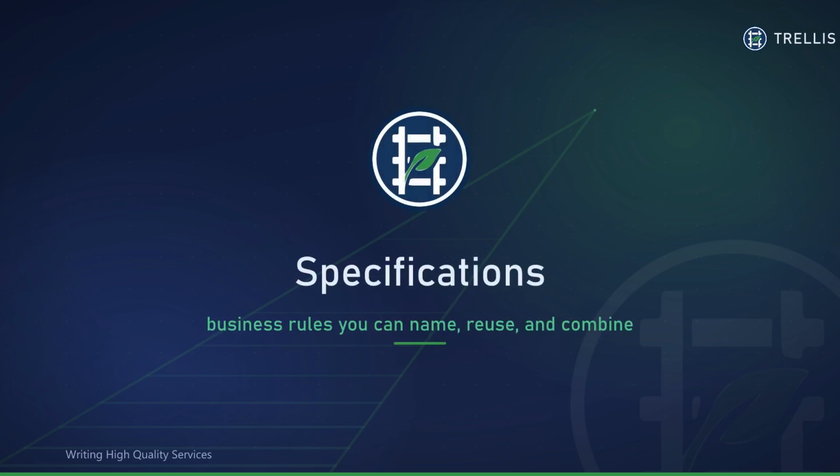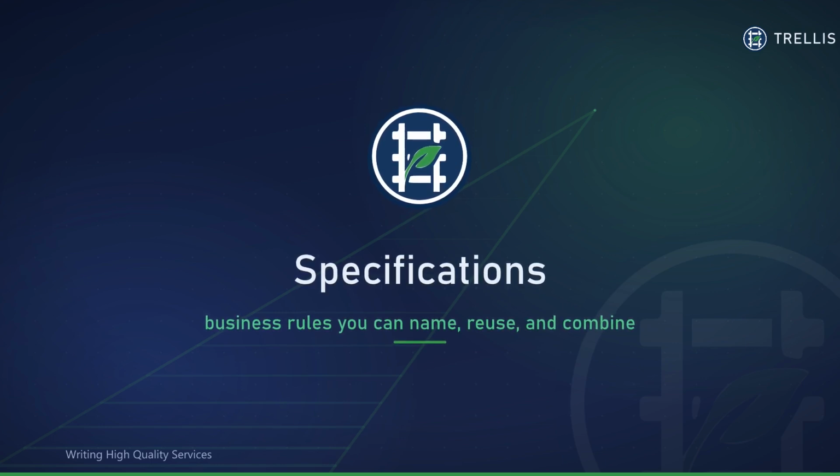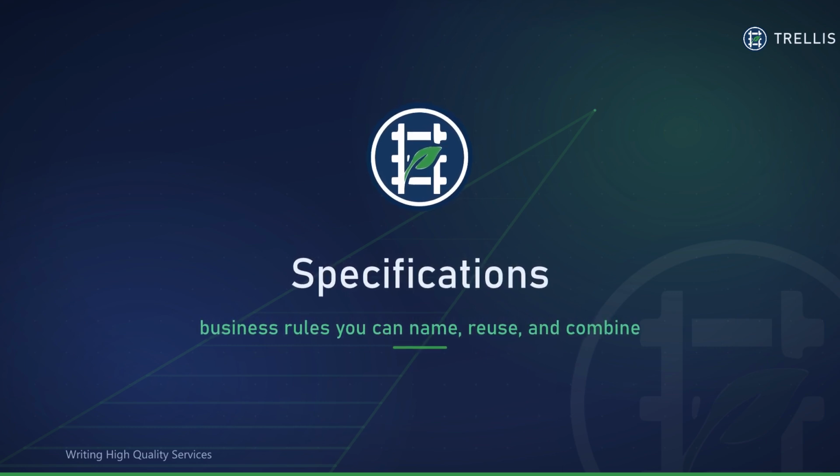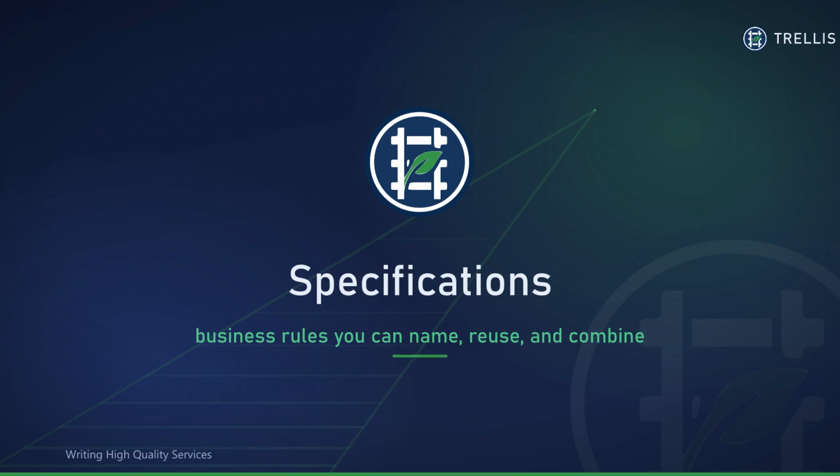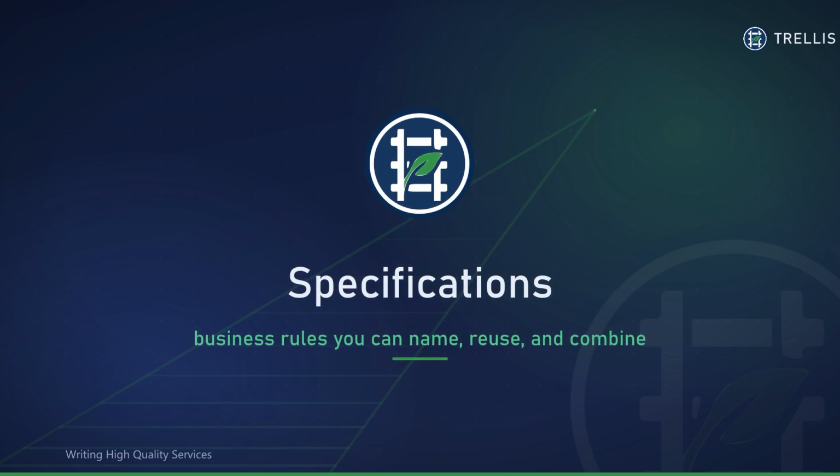Here's where business rules go to hide. Inside repository methods. A predicate buried in a query has no name, can't be reused, and can't be tested without a database. So you copy it, tweak it, and now the rule lives in 5 slightly different places. A specification fixes that. It makes a business rule a first-class object you can name, reuse, and combine.